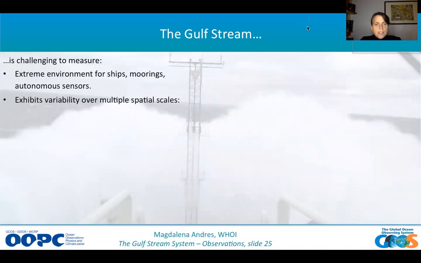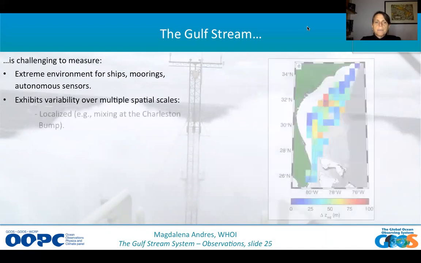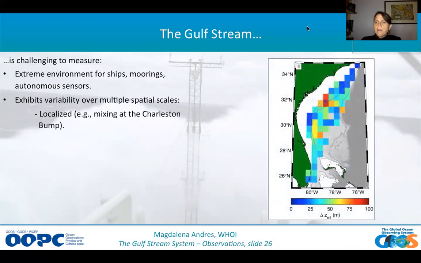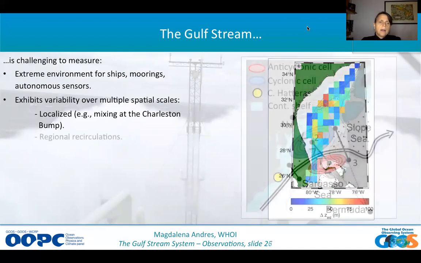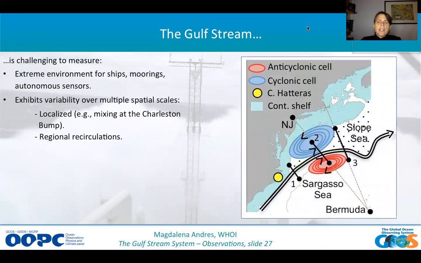In addition, the Gulf Stream is challenging to measure because it exhibits variability over multiple spatial scales. There's localized variability, for example, as observed in thick mixed bottom layers near the Charleston Bump, where the Gulf Stream interacts with the topography. There are regional recirculations where waters are entrained or extracted from the Gulf Stream. And then sometimes there are wholesale north-south shifts of the Gulf Stream downstream of Cape Hatteras.